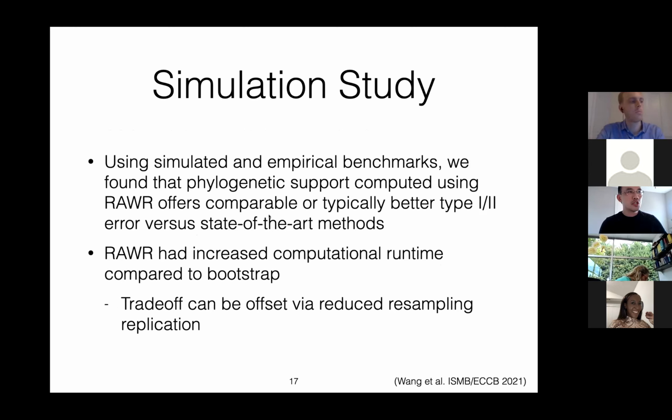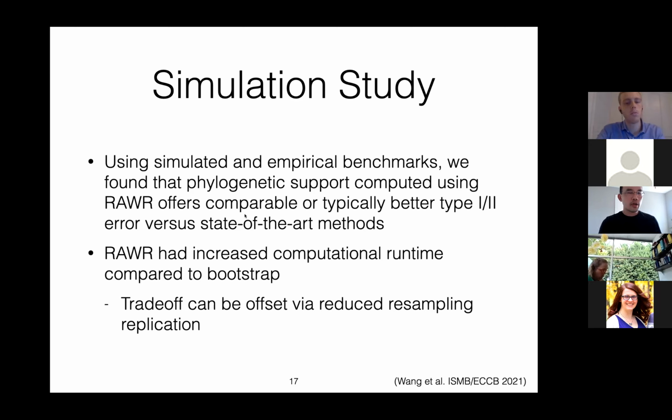And so from there, we set out to study our new method, RAWR, for the application of phylogenetic support estimation using a simulation study as well as an empirical study with empirical benchmarking data. And we found that RAWR resulted in support estimates that offered better type 1 and type 2 error compared to state-of-the-art methods like the Bootstrap, as well as newer methods proposed by others like Gascuel and his collaborators.